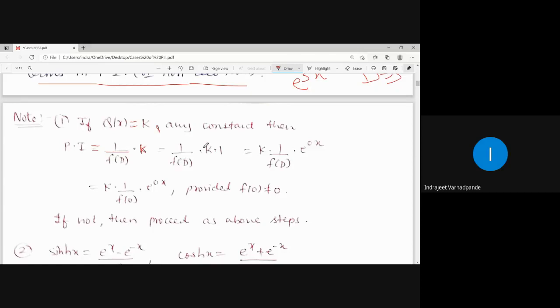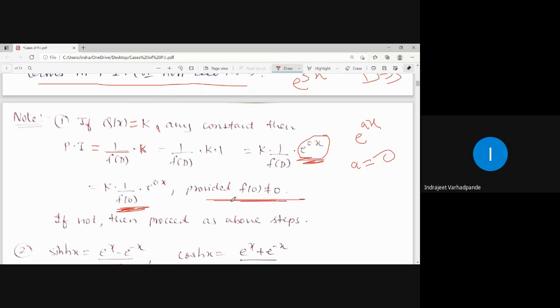So 1 upon f of d into k into 1. K outside, 1 upon f of d into 1 can be written as e to the power 0x, because e to the power 0 is 1. And I told you that a constant can be associated in the form of any of the variables. If it were y, we would write e to the power 0y; x, so I have written it as e to the power 0x. If it is z, we would have written e to the power 0z. Right? So now when you find out this as e to the power ax, what is the value of a here? If you compare with e to the power ax, replace d by 0.